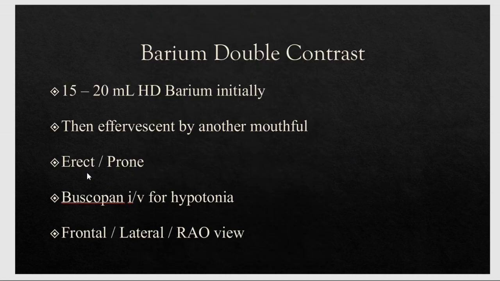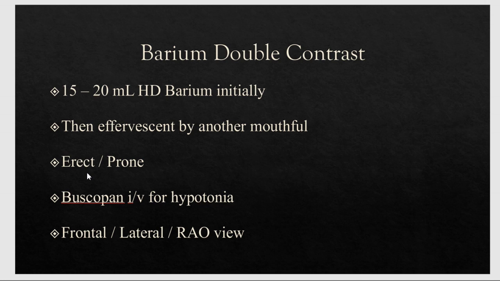Single contrast. Now the barium double contrast. Initially we are going to give high density 15 to 20 ml of barium suspension, and after that we'll give the effervescent as I have discussed in the first video. If you have not gone through the first video, kindly go through it for better understanding. So high density barium 15 to 20 ml initially, followed by effervescent.